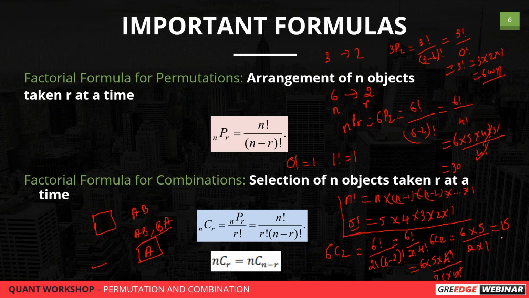Okay, I will give you one more example, so that it will be very easy for you to understand. Let me write it here. If the question is asking you to calculate 12C3, then what we have to do is write 12 into 11 into 10 divided by 3 factorial, 3 into 2 into 1. This will give you the answer directly. This is the short form of the calculation for combination.